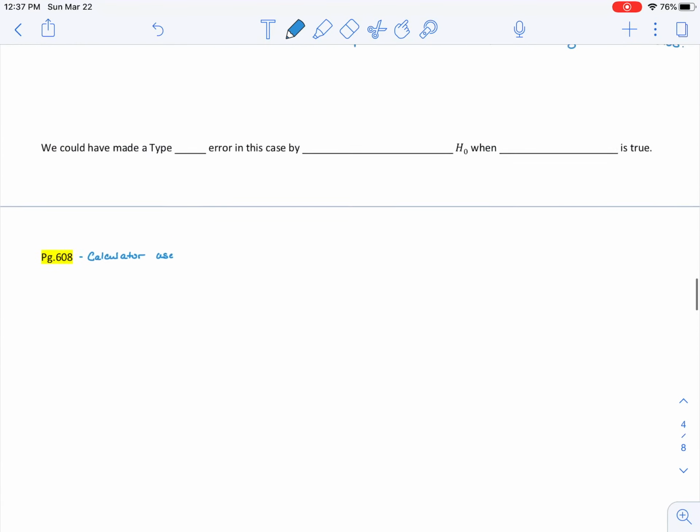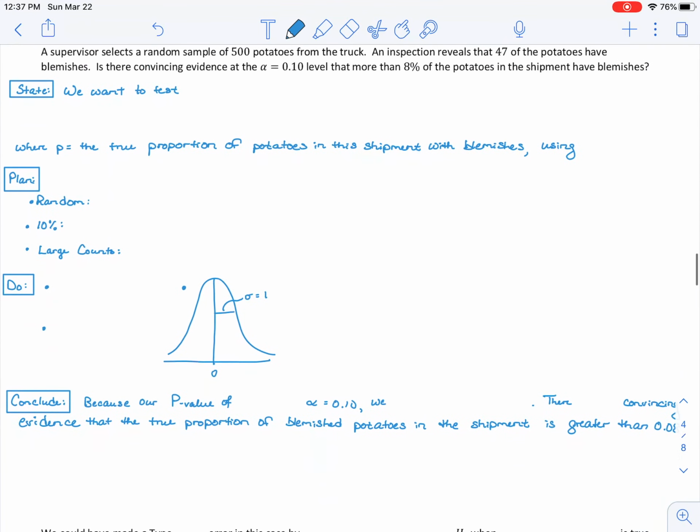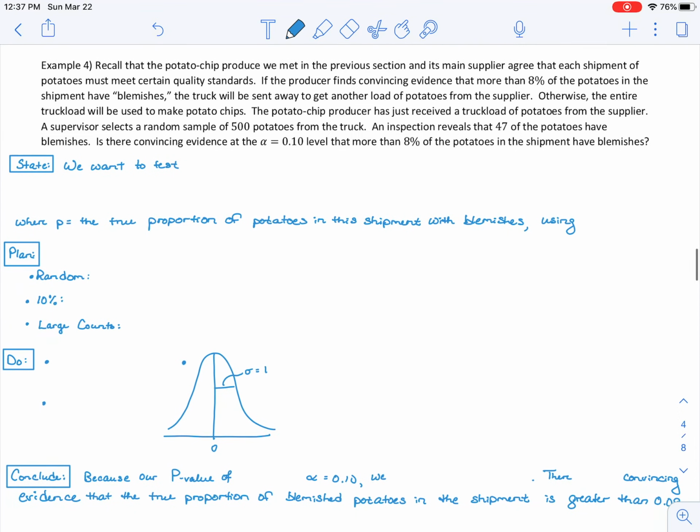So example 4, another example of putting all this together. We already talked about a potato chip producer. Their supplier says they have to have certain quality standards. If more than 8% of the potatoes have blemishes, the truck is sent away. Otherwise, they're going to make chips out of it. The potato chip producer just received a truckload of potatoes from the supplier. They selected a random sample of 500.